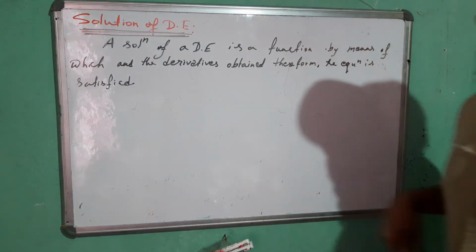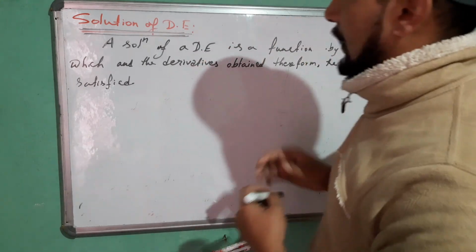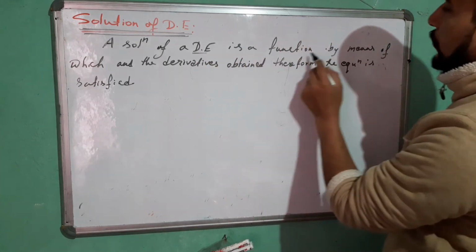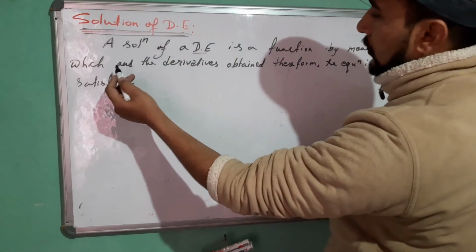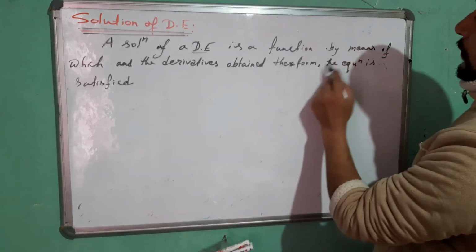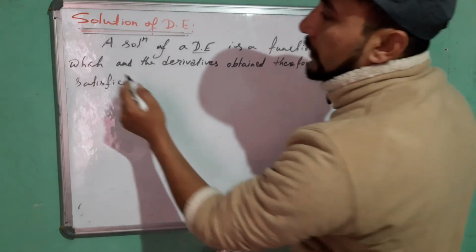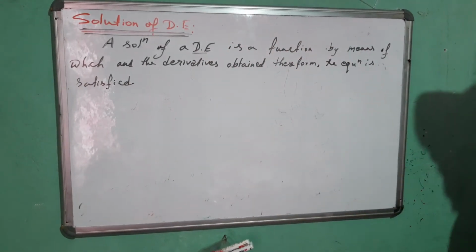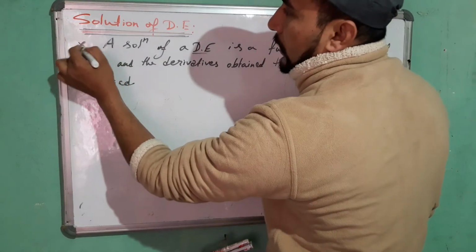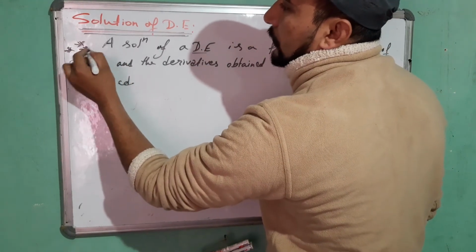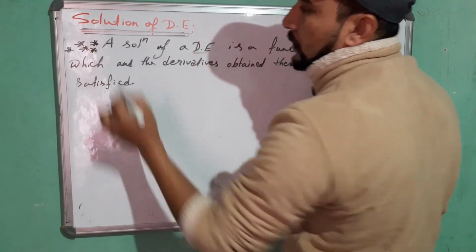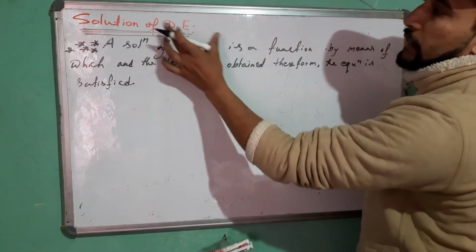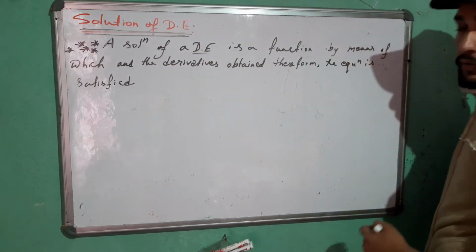Now next, solution of a differential equation. It says that a solution of a differential equation is a function by means of which, and the derivative obtained therefrom, the equation is satisfied. This definition is a little bit complicated, so I'll give an example and explain from that example what the solution of a differential equation is.